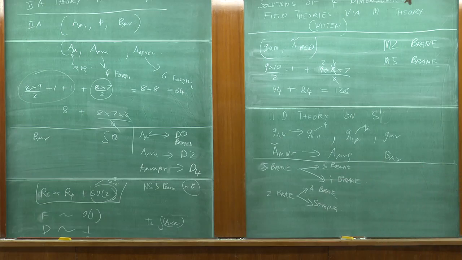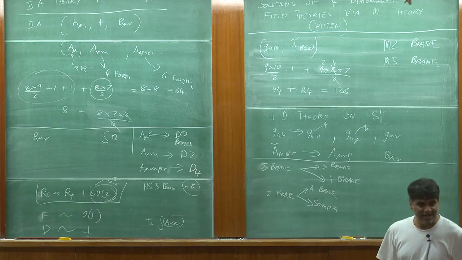The M theory 5 brane with no wrapping is identified with the NS5 brane. The M theory 5 brane wrapping one circle is identified with the D4 brane of 2A theory. The M theory 2 brane with no direction wrapped is identified with the D2 brane of string theory. And the M theory 2 brane with one circle wrapped is identified with the string of string theory. D0 is missing. What about D0?